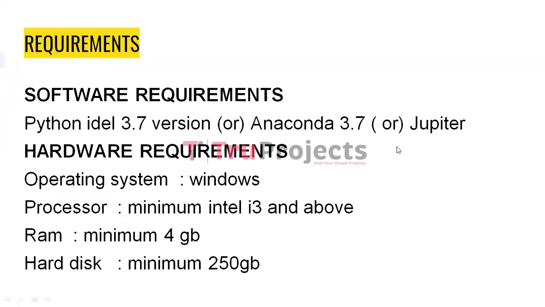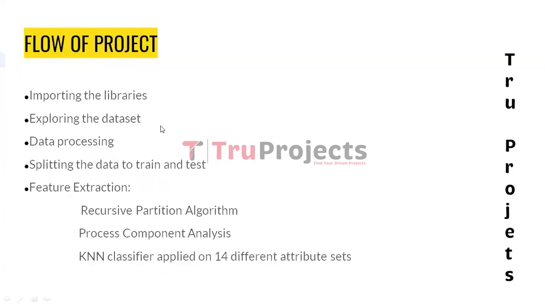These are the basic requirements needed to build this project. The software requirement: Python IDE version 3.7, or Anaconda version 3.7, or Jupyter. Hardware requirements: operating system Windows, processor minimum Intel i3 and above, RAM minimum 4 GB, hard disk minimum 250 GB. To know about the flow of the project, we need to discuss these steps.